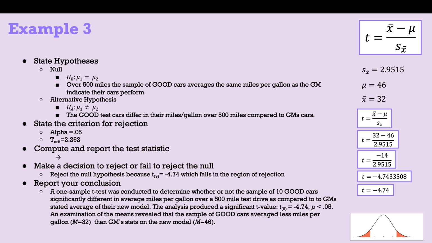Then we want to report our values. So the analysis produced a significant t value, t(9) = -4.74, which indicates that p is less than 0.05. And then we want to tell the reader what it means. An examination of the means revealed that the sample of good cars averaged fewer miles per gallon, mean equals 32, than GM's stats on the new models, mean equals 46. So now we will do these exact same tests in SPSS.